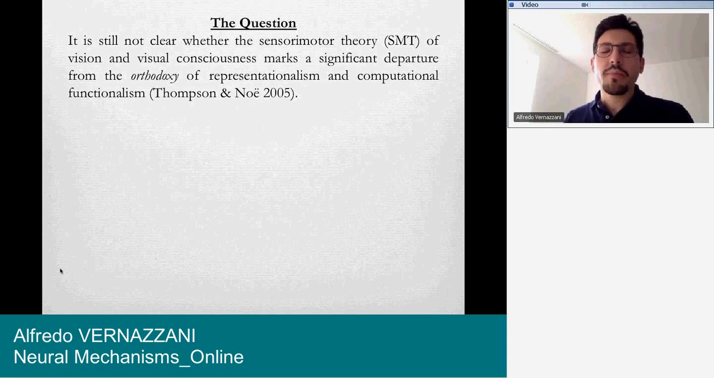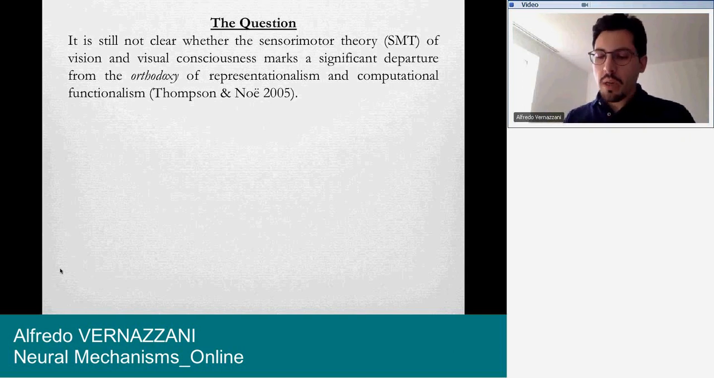What I'm driving at is this. It is still not clear whether the sensorimotor theory, which I'm going to call SMT for short, of vision and visual consciousness, can mark a significant departure from what Thompson and Noë call the orthodoxy in vision science. The orthodoxy consists in representationalism and computational functionalism. A typical example of the orthodoxy, one of the favorite critical targets of Kevin O'Regan and Alva Noë, is, of course, David Marr. Now, it isn't very clear, however, whether the sensorimotor theory provides a radical, revolutionary alternative to the orthodoxy.